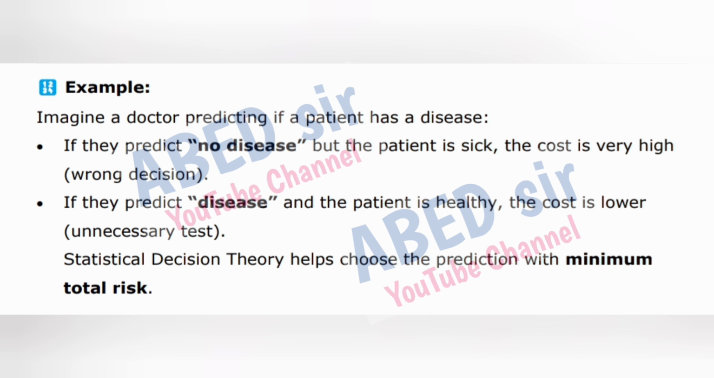Example. Imagine a doctor predicting if a patient has a disease. If they predict no disease but the patient is sick, the cost is very high, wrong decision. If they predict disease and the patient is healthy, the cost is lower, unnecessary test. Statistical decision theory helps choose the prediction with minimum total risk.